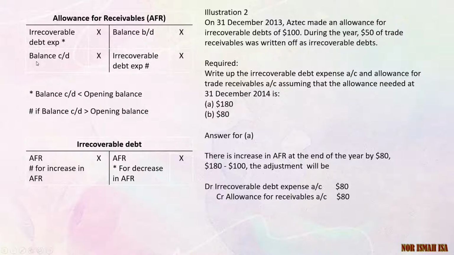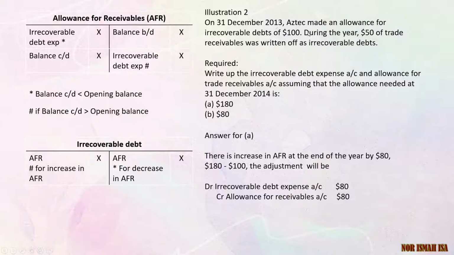This is if the balance carried down is more. But what happens if the balance carried down is less than the opening balance? So at the debit side will be short, with the credit side balance amount. So allowance for receivable should be debited with the difference amount, and the irrecoverable debt should be credited for the difference amount. Okay, let's look at an example.